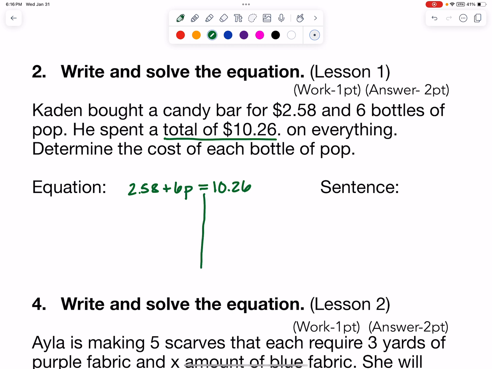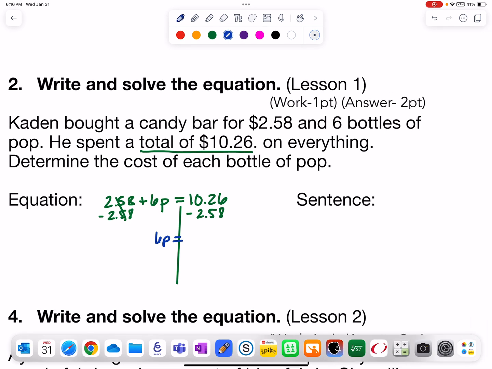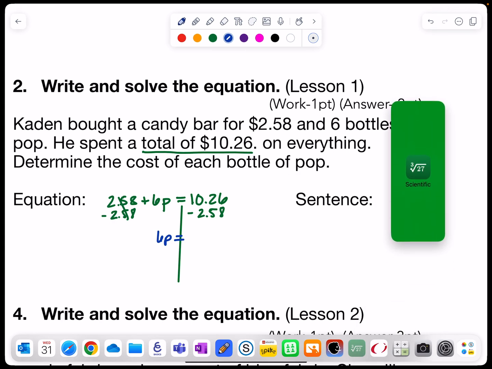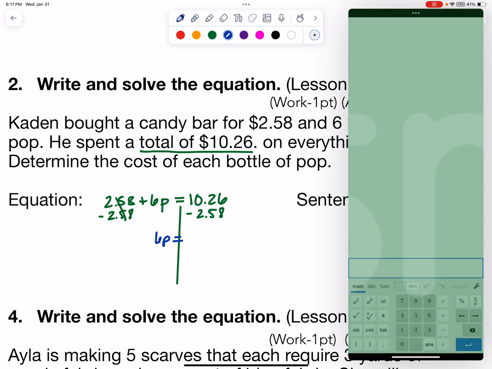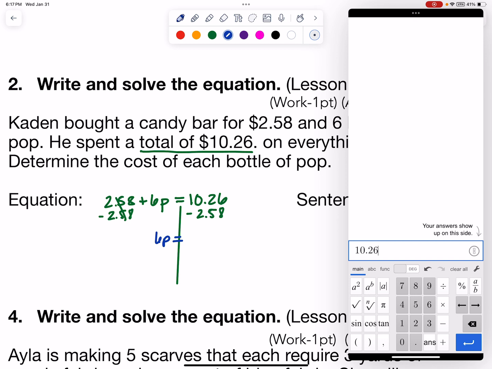Let's go ahead and separate your workspace and solve for P to find out what the price of that pop is. Okay, I'm going to go ahead and subtract 2.58 on both sides. And then let's see what we're left with. 6P equals 10.26 minus 2.58. Let's go ahead and bring up Desmos here. And we'll do the big version here. All right, so 10.26 minus 2.58, and you can see we have 7.68.